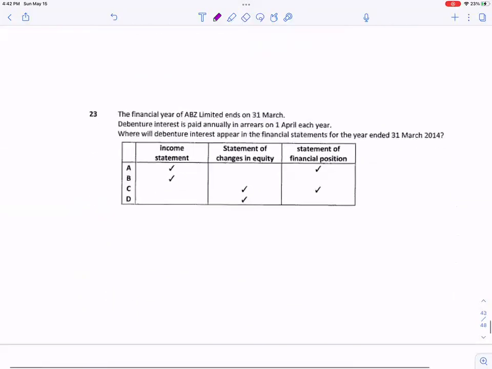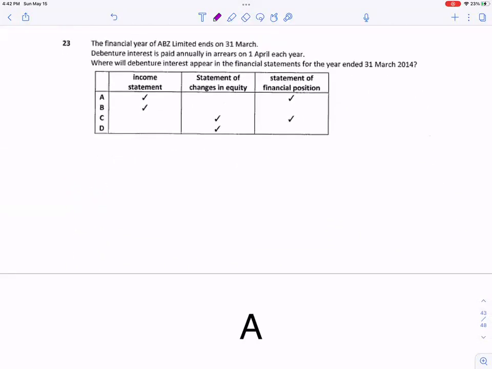Come on, 23rd. Where will debenture interest appear in the financial statement? Debenture interest is certainly not coming in statement of changes in equity. So option C and D is gone. They are paid in arrears. Arrears means it is outstanding. If it is outstanding, it will come in the statement of financial position. That means B is also gone. So it's option A. Are you with me?